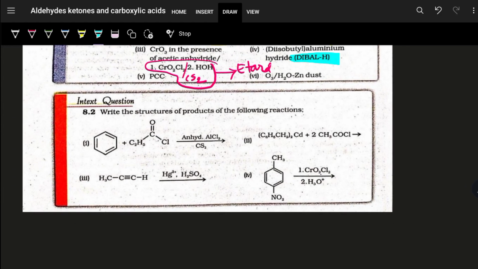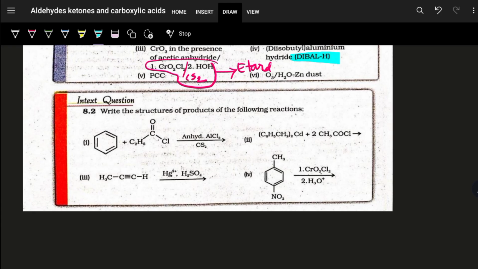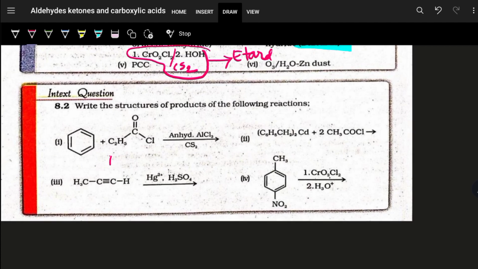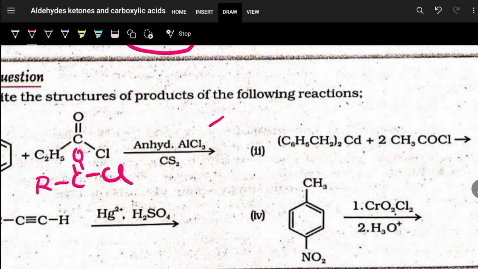Next, in-text question. Here it is. What reaction is this? This is R, C double bonded O, Cl. So I think many of you will be able to identify. It is acylation, okay? Anhydrous AlCl3 is acting as Lewis acid catalyst. So the product will be, this is the benzene ring. You will get acyl group, C double bonded O, C2H5. So 3 carbon atoms are there.